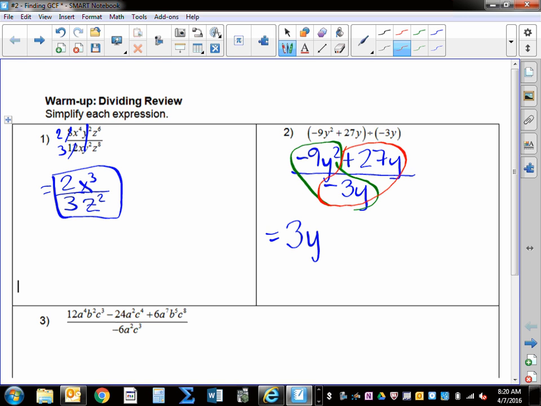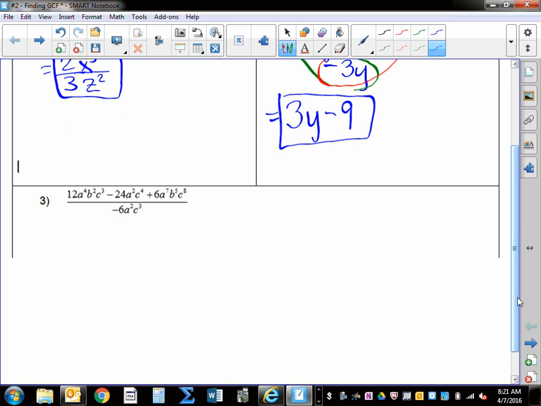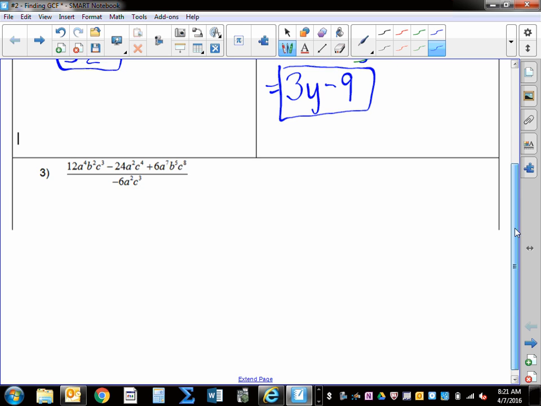Positive 27y divided by negative 3y. Positive 27 divided by negative 3, what does that give us? Negative 9. Good. And y divided by y? 1. So negative 9 times 1 is just negative 9. Alright. And it's already in standard form, so that's our answer. Questions on that? Alright, so now for number 3.